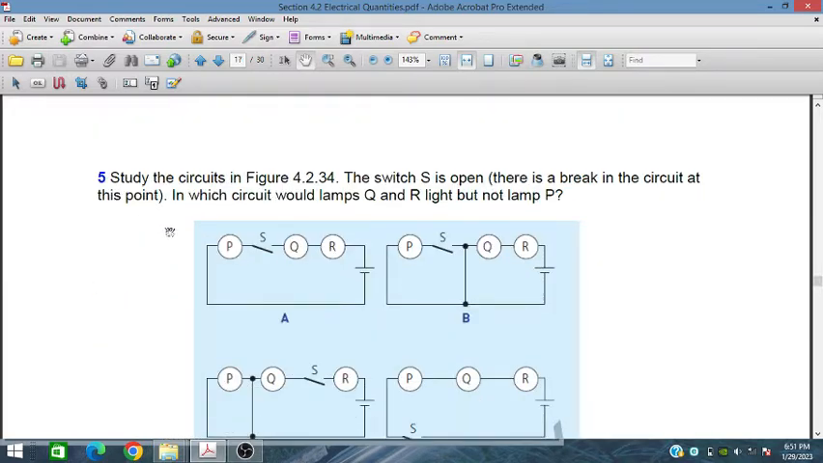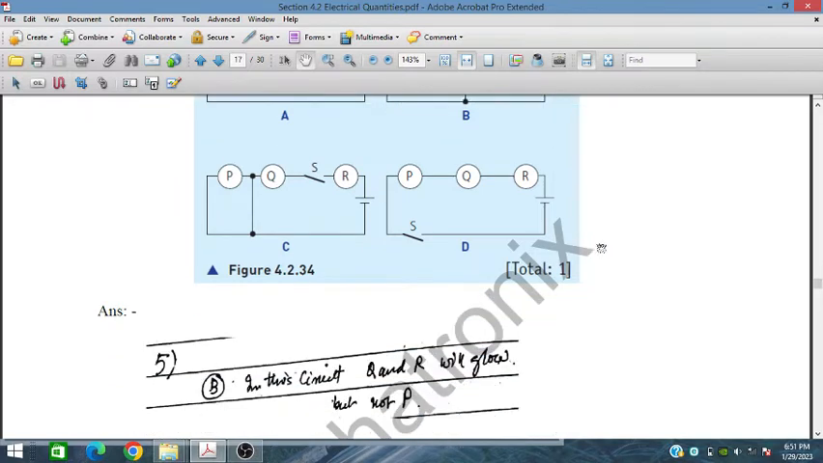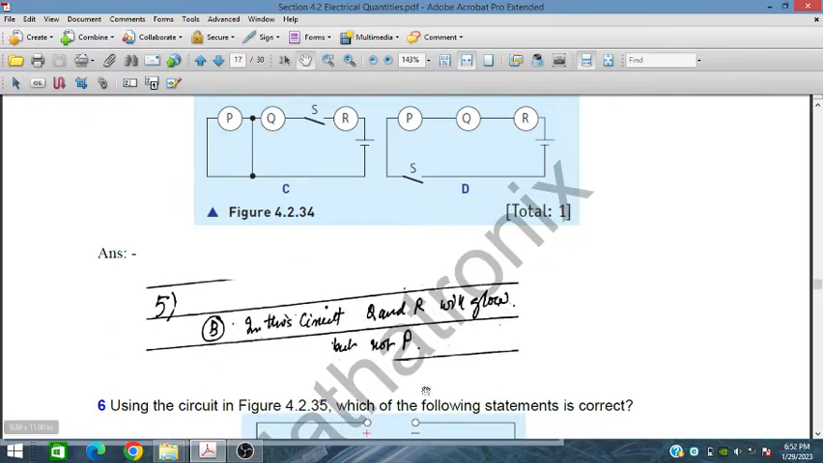Suppose we study the circuit in figure 4.234. The switch S is open. This is open in every circuit. There is a break in the circuit at this point. In which circuit would lamps Q and R light but not lamp P? So we have to make Q and R glow but not P. In this circuit, Q and R will glow but not P.